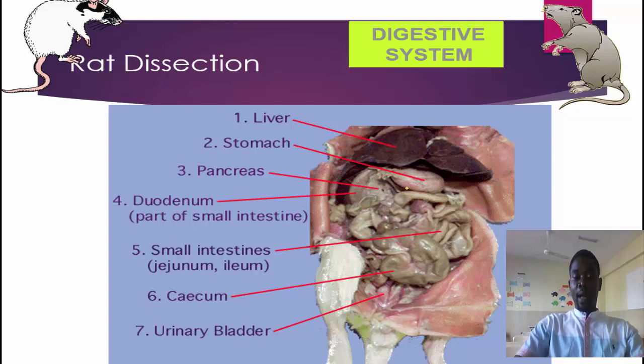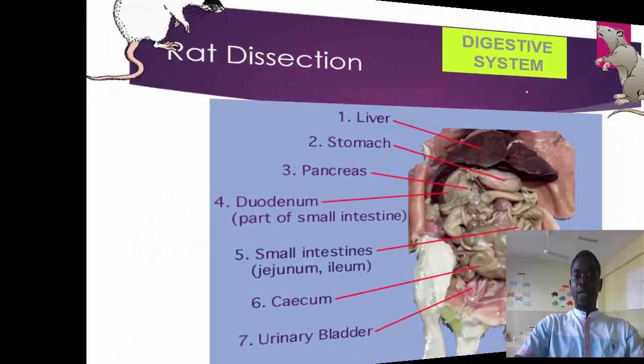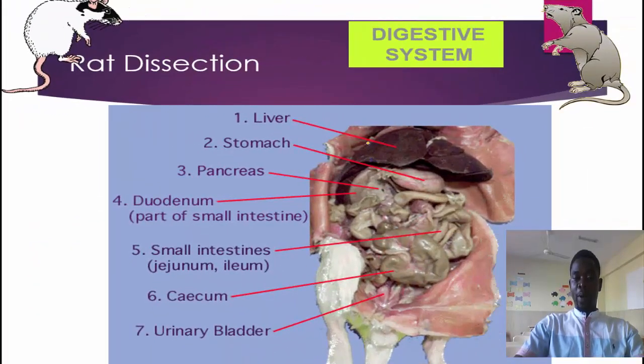Because once the assessor comes, when the examiner comes to assess your dissection, they'll be looking at all these structures to see if they can see them clearly. So make sure you display them using pins so that all these structures are clearly visible. In general, the digestive system comprises the liver, the stomach, and the pancreas.